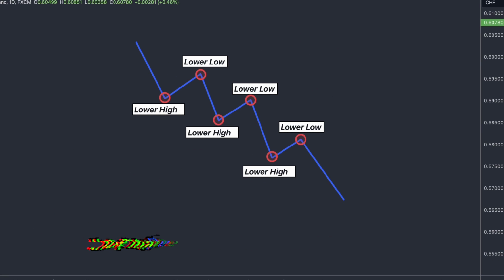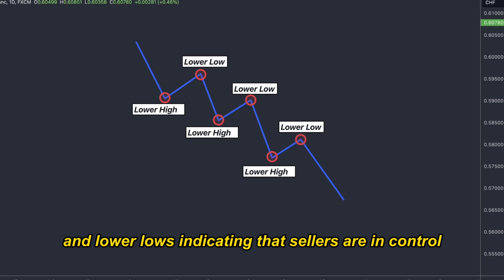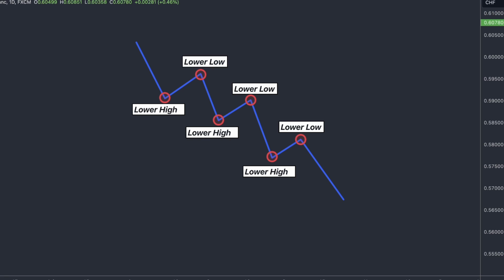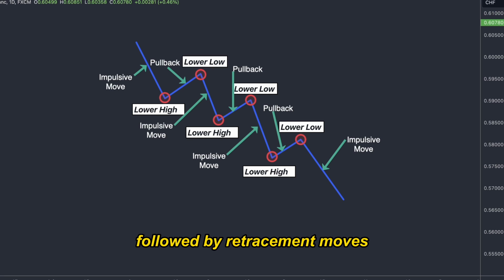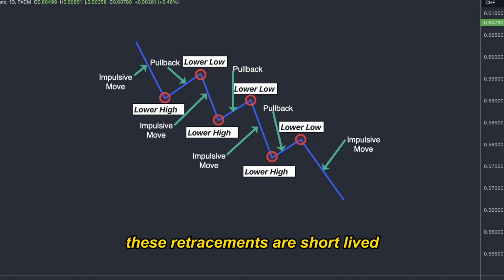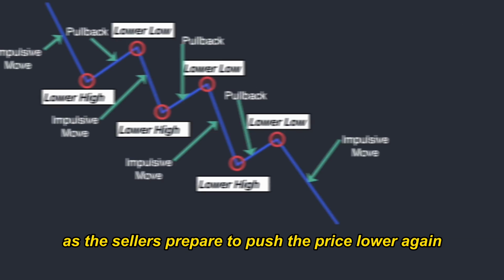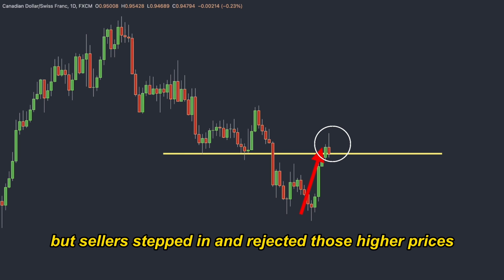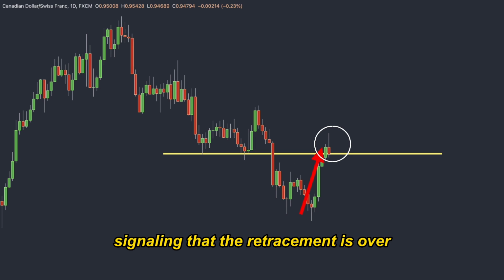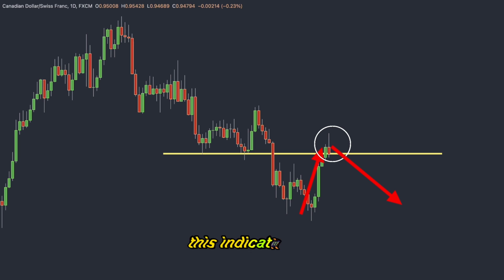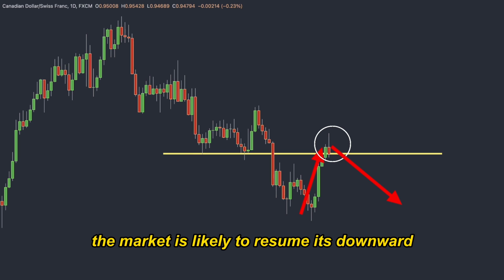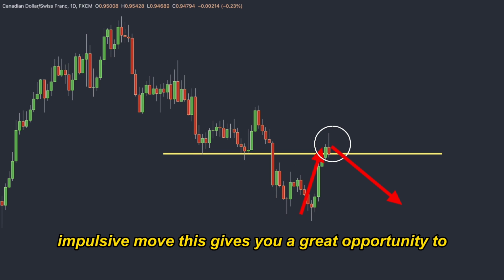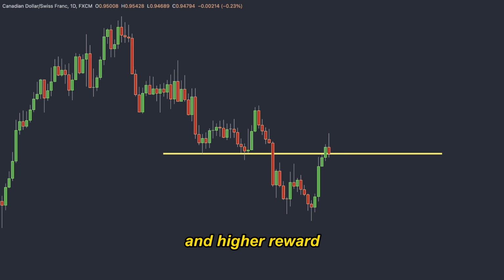In a downtrend, the market consistently forms lower highs and lower lows, indicating that sellers are in control. Price moves in impulsive waves followed by retracement moves. These retracements are short-lived as the sellers prepare to push the price lower again. A bearish pin bar typically forms at the end of a retracement during a downtrend. The long upper wick of the pin bar shows that the market tried to push higher, but sellers stepped in and rejected those higher prices, signaling that the retracement is over. This indicates that the market is likely to resume its downward impulsive move. This gives you a great opportunity to enter a trade with lower risk and higher reward.